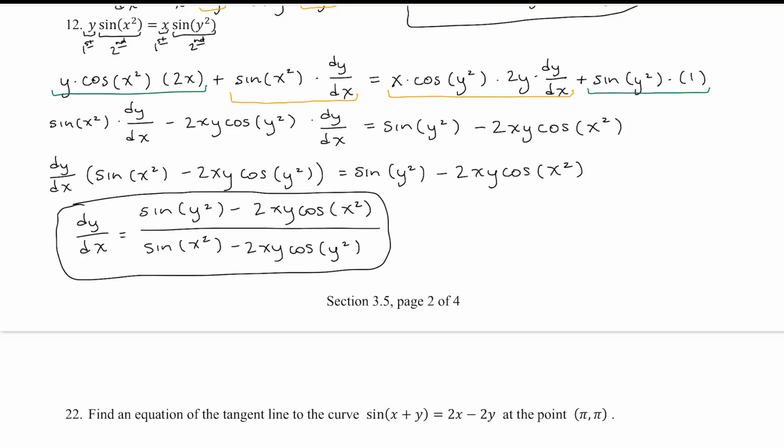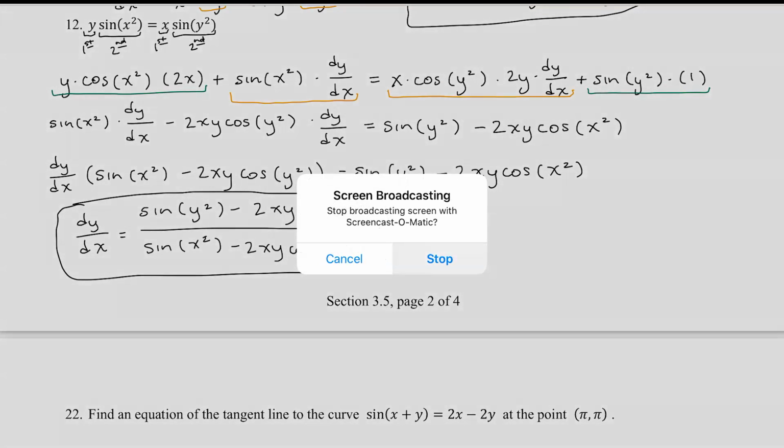All right, so again, the big picture goal is still finding the derivative. Now we have these functions that include x and y mixed together in such a way that we cannot solve for y. So when we take the derivative of any term that involves a y, we have to think about the chain rule and multiplying by dy dx.